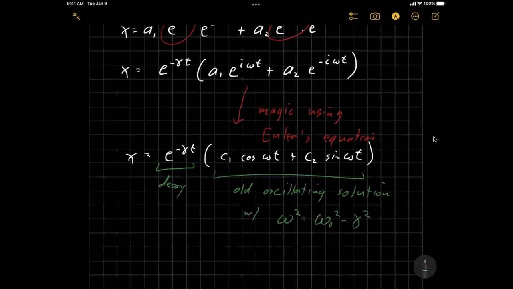Okay, the next video is going to make this big step, using Euler's equation to get us from a1 e to the i omega t plus a2 e to the negative i omega t to the old solution that we had. Okay, so that will be coming up shortly.